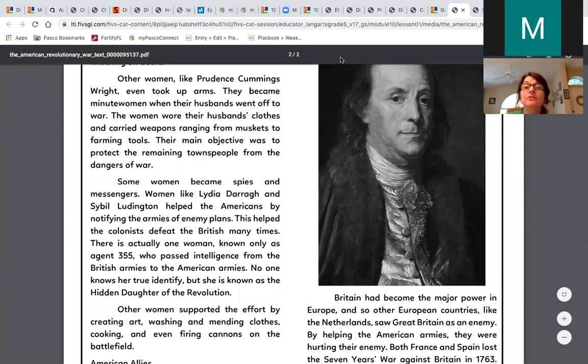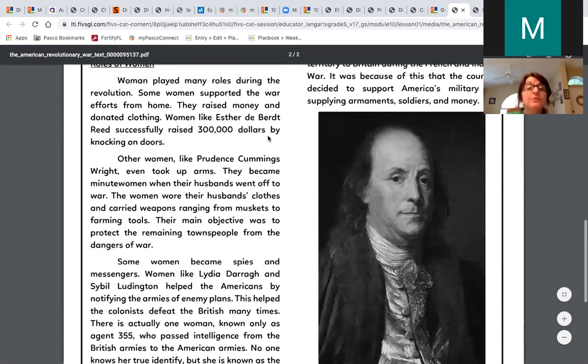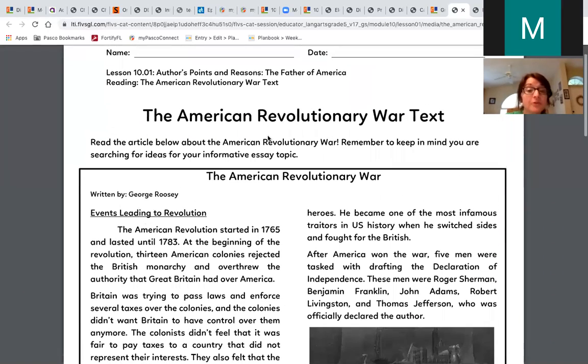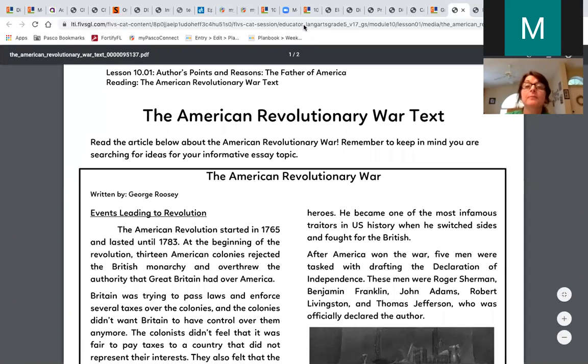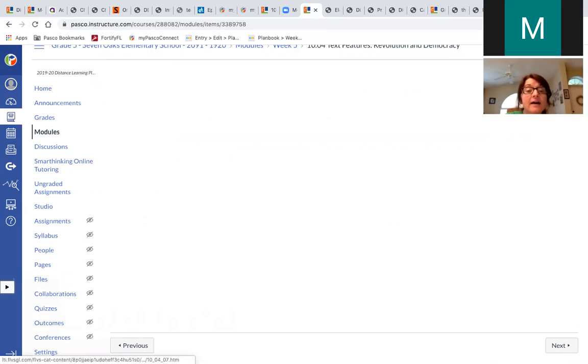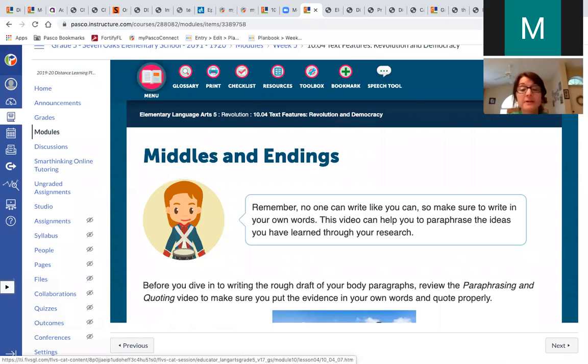So I just wanted to take the time to show you this text because I think it will be very helpful to you in whichever question you chose, 1, 2, 3, or 4, in helping you build some information. All right, I'm going to go back now to the slides. So we're going to move on. That was introduction. Now we come to the middle and endings.